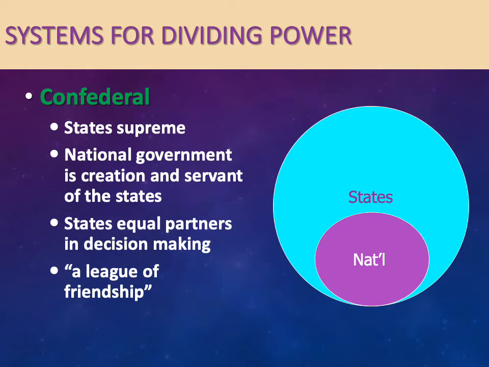The upside is that it diffuses power. So if you're worried about power being abused by a national government, then this is the way to go. On the flip side of that, as we know, the Articles of Confederation was so short-lived because you need to have a somewhat vibrant national government in order to keep this nation together. And the downside of confederalism is that in theory it's a league of friendship, but oftentimes those states end up competing with each other.